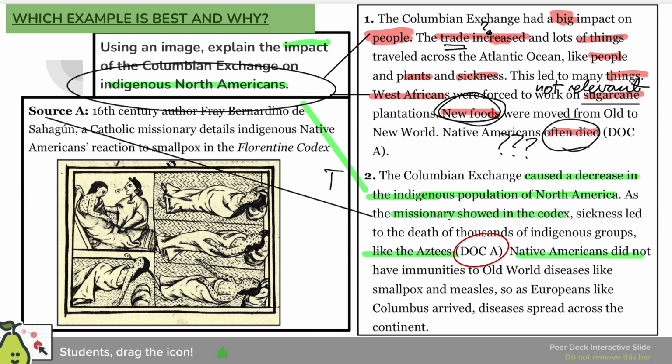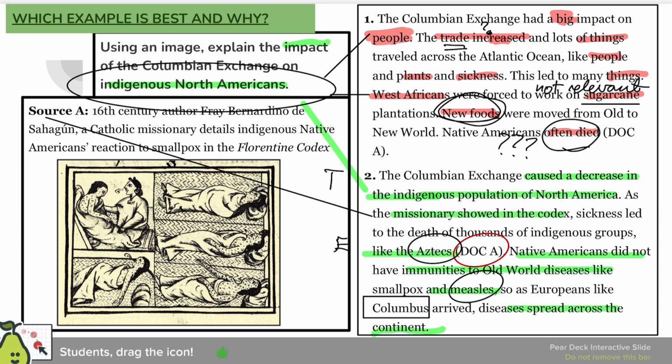Sickness led to the death of thousands of indigenous groups like the Aztec. Why? Native Americans did not have immunities to Old World diseases like smallpox, which is in the document, so it's not outside. But then they bring in measles. That is outside SFI. So as Europeans like Columbus, outside SFI, arrived, diseases spread across the continent. So answer choice 2 answers the question.